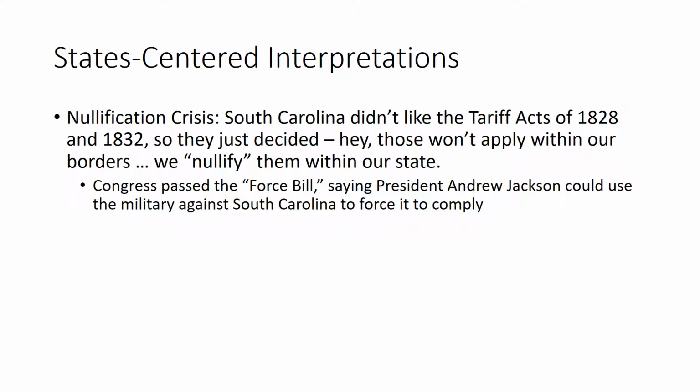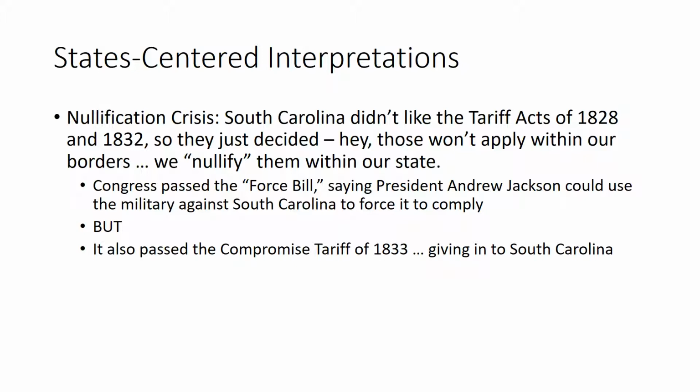Congress said, yeah, I don't think so. So they passed what was known as the Force Bill. The Force Bill said Andrew Jackson could use the military against South Carolina. The Civil War almost started right here in 1832 instead of a decade or so later. Now, here's what happened, though. At the same time, Congress also passed the Compromise Tariff of 1833, and it gave in to South Carolina. So the national government backed away. That's why this is a state-centered kind of interpretation.